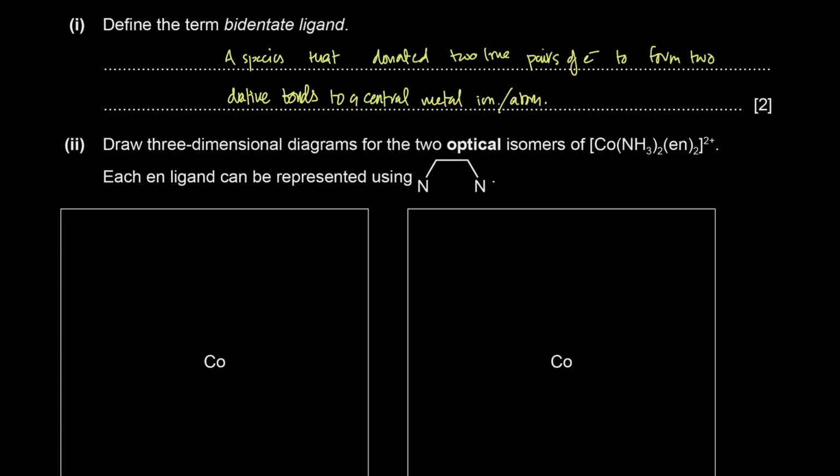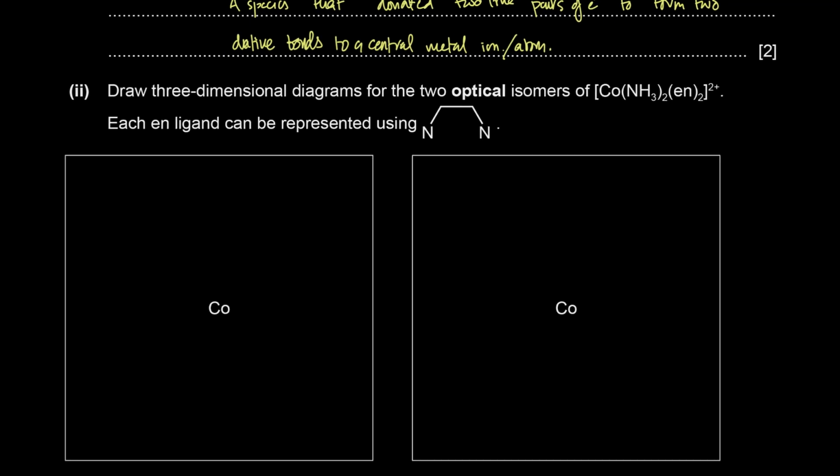Draw the three-dimensional diagrams for the two optical isomers of this particular complex. Now, if you remember, they're saying this complex shows cis and trans geometric isomerism as well as optical isomerism. First of all, my question is, will the trans isomer show optical isomerism? No. The trans isomer doesn't show optical isomerism because it's perfectly symmetric.